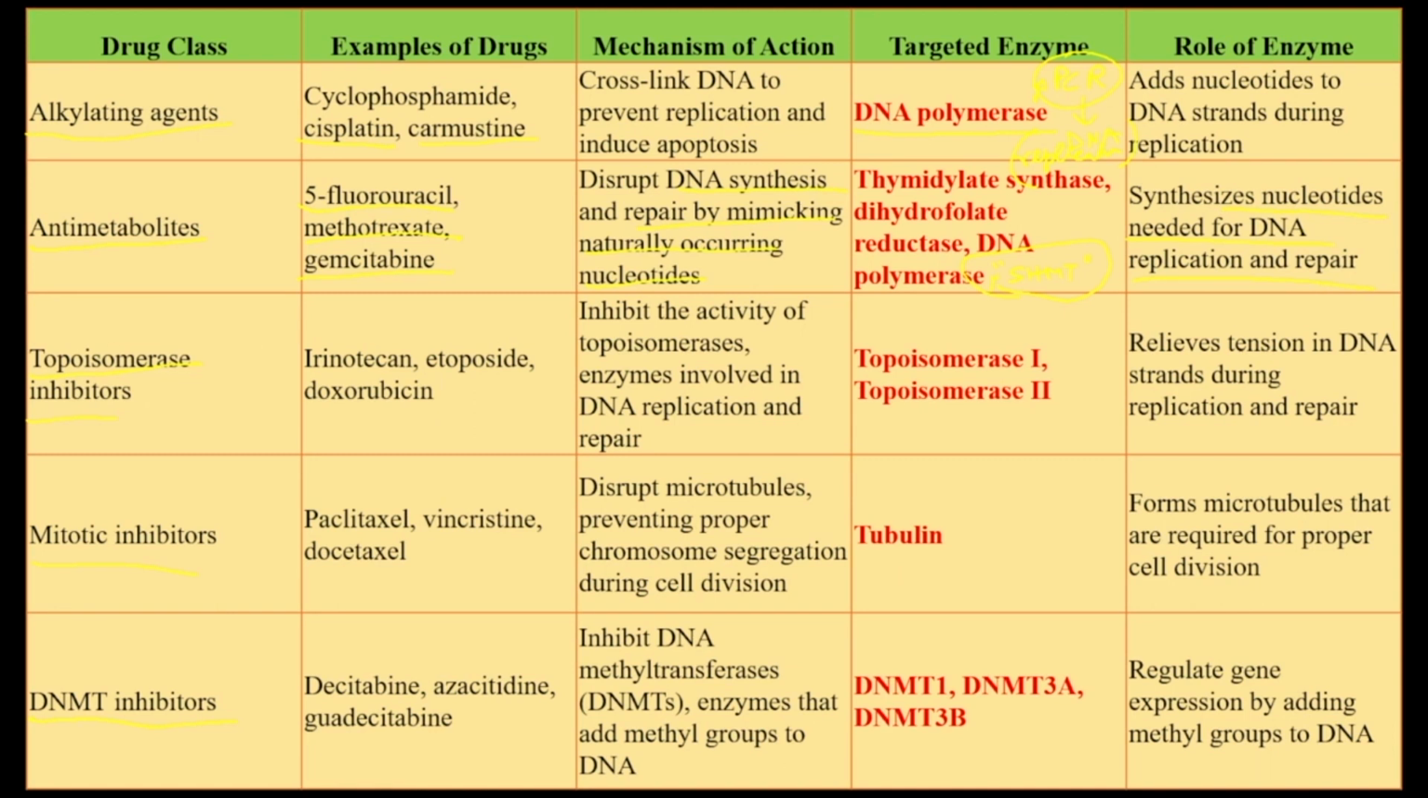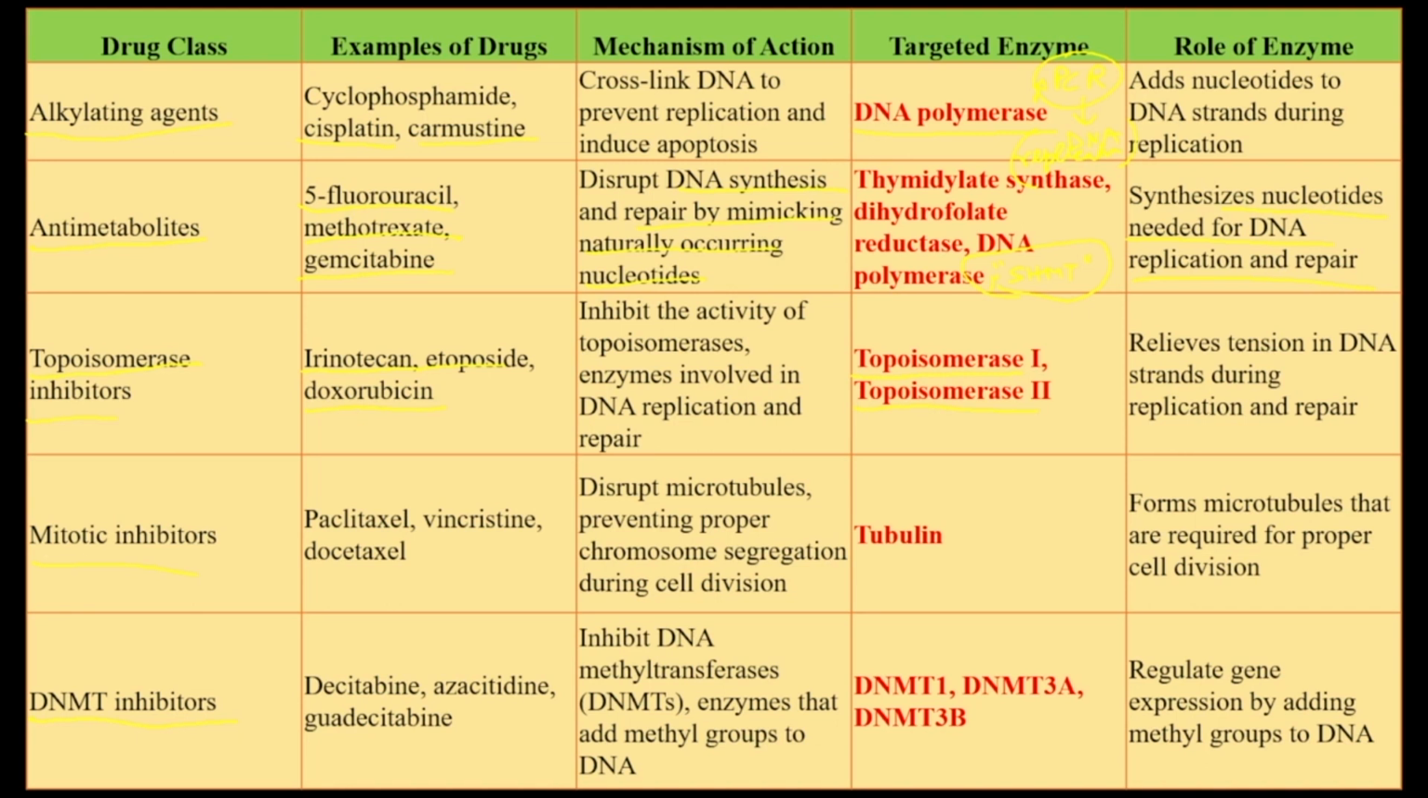Then we have topoisomerase inhibitors. So we can have doxorubicin, you can have irinotecan, and they inhibit the activity of topoisomerase, which is involved in DNA replication and repair. The enzyme is topoisomerase 1 or topoisomerase 2, and it releases the tension in the DNA strands during replication and repair.